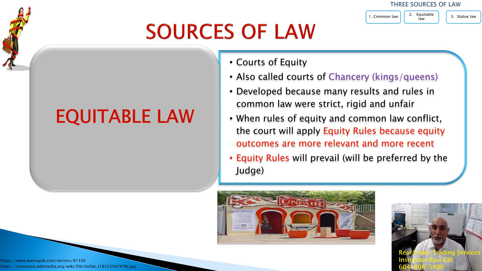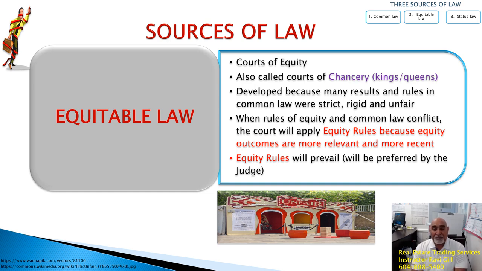Okay, so equitable law, also called courts of equity. Another name for equitable law is courts of chancery. Why was equitable law developed? Because many results and rules in the common law were strict, rigid, and unfair. Really, it was the result that was unfair many times, because in common law there was only one end result that the judge had, and that was called damages, which is money given to the innocent person.